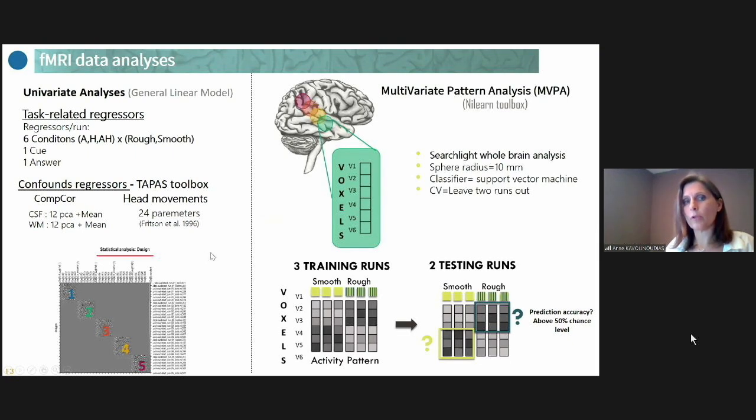We also performed an MVPA analysis consisting of a searchlight whole brain analysis to find brain regions able to decode the texture. To this end, we trained a classifier to identify the specific pattern of brain activity when presenting either smooth or rough texture. This training was done on 3 out of the 5 runs, and then we tested on the other 2 runs whether the classifier was able to decode the new smooth and rough trials with an accuracy above the chance level, that was 50%.